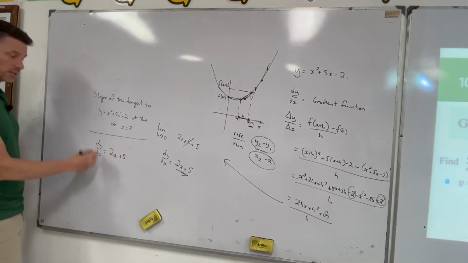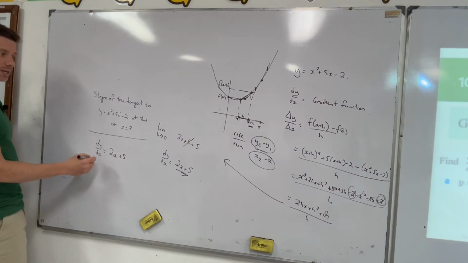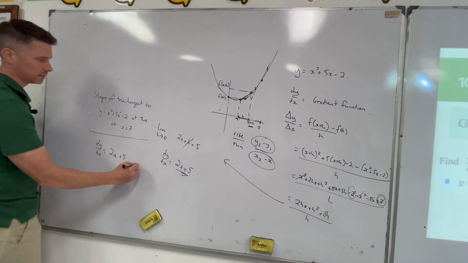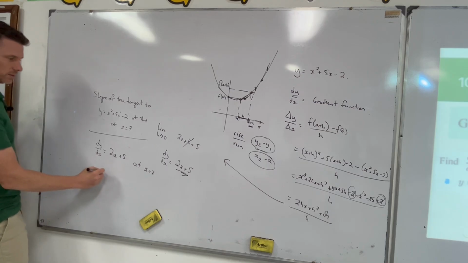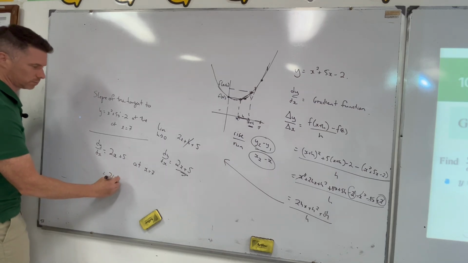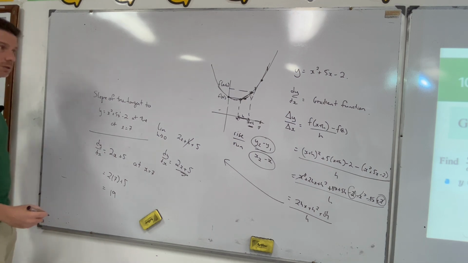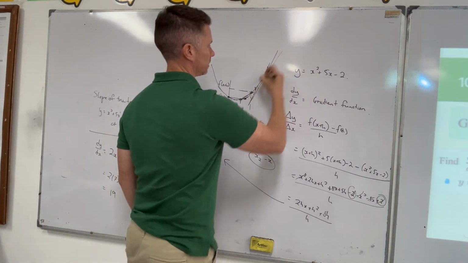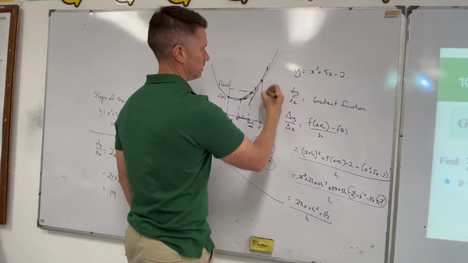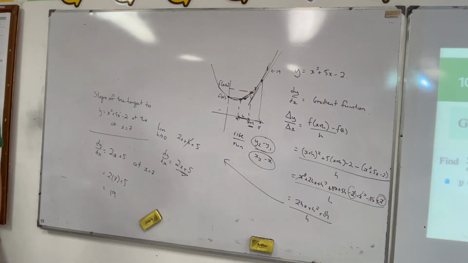So we have this gradient function. This will give us the gradient anywhere. At x equal to 7, what's the gradient? 2 times 7 plus 5, so that's 19. So the gradient of this line, that's a tangent at this point 7, is 19, which makes sense. It's quite a steep slope.